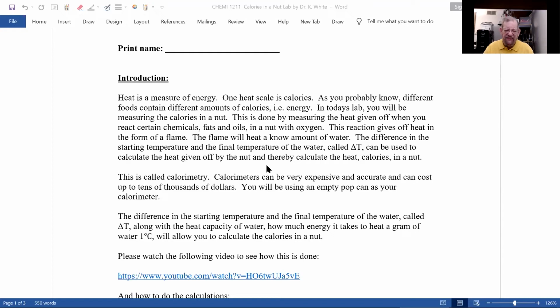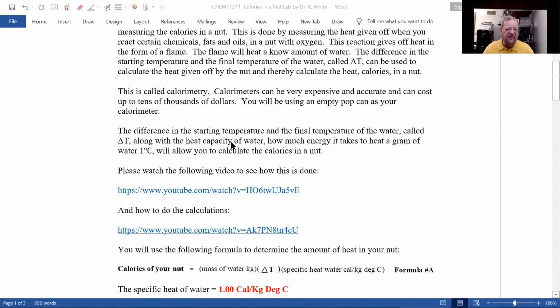They do it in a controlled environment. In a lab at a teaching school like ours, you're not going to have equipment like that. So you do it by how much water changes temperature. Now, this is called calorimetry, and as you saw, they can be very expensive and cost up to tens of thousands of dollars, but you'll be using an empty pop can if you were in COD.